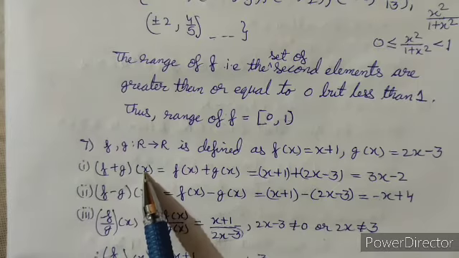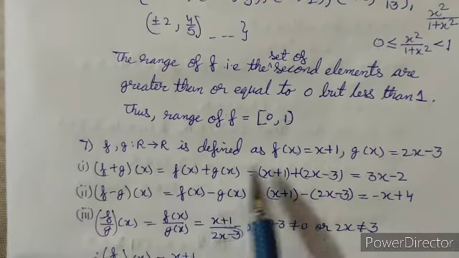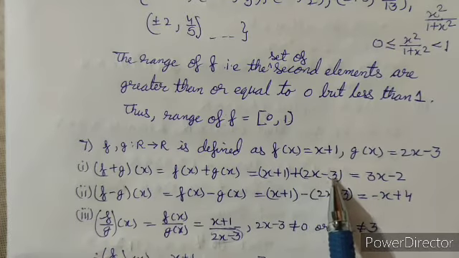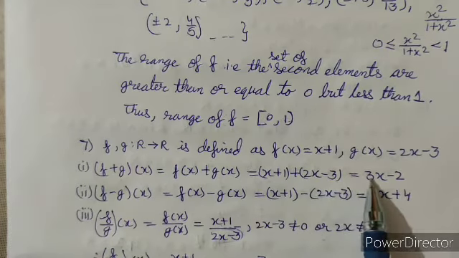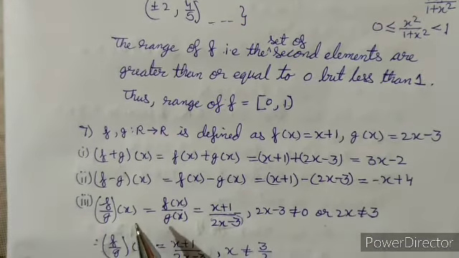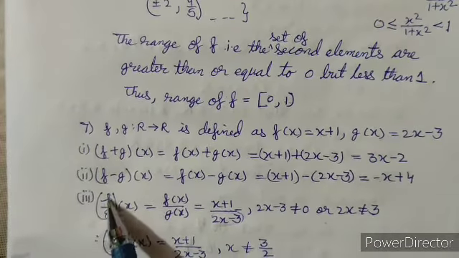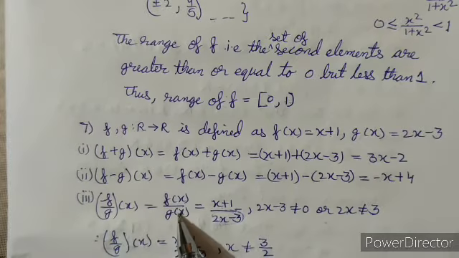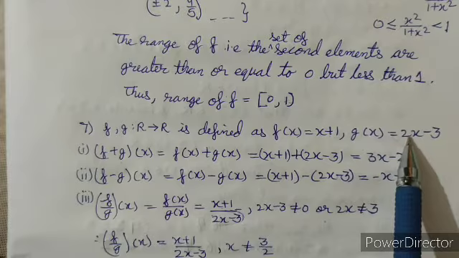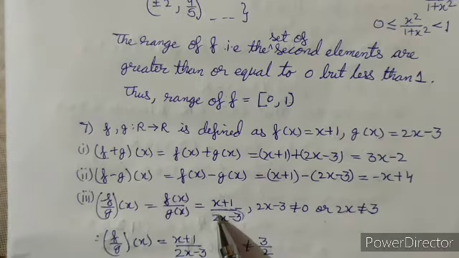Now here we have to find f plus g. So (f plus g)(x) will be f(x) plus g(x). f(x) was x plus 1 and g(x) was 2x minus 3, and that will give us the value 3x minus 2. Similarly, we can find (f minus g)(x). Now (f by g)(x) will be f(x) by g(x). Now that will be x plus 1 upon 2x minus 3.